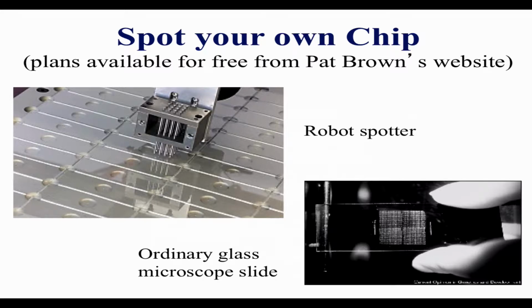So here's a spotting robot, and here's an example of a spotted glass slide. Ordinary microscope slide, maybe coated with something to make DNA stick better. And you've got tens of thousands of tiny spots there, roughly the size of a dime.